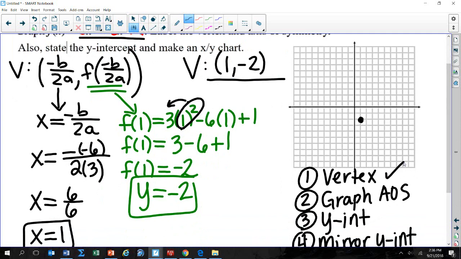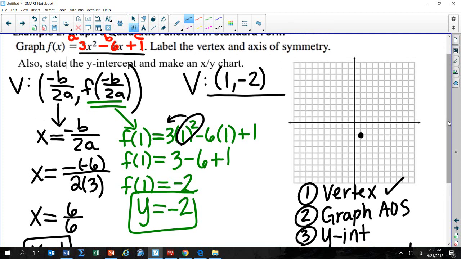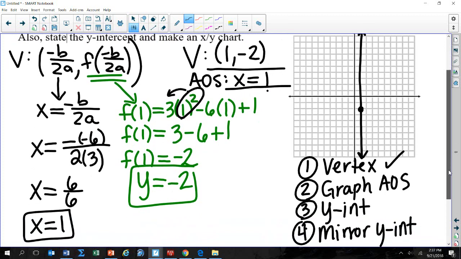What's my next step? Graph the axis of symmetry. Doesn't the axis of symmetry just go right through the vertex? Okay, so my axis of symmetry is going to look like this. What is the line of the axis of symmetry? X equals what? 1. If it goes right through the vertex, you can just use the x value of your vertex to know what the equation of the axis of symmetry is. Okay, so I did that.